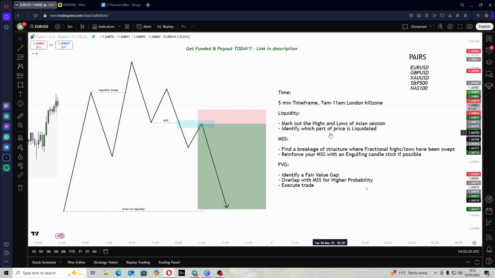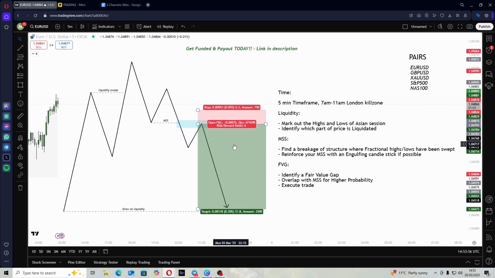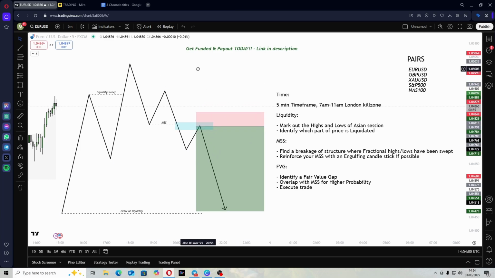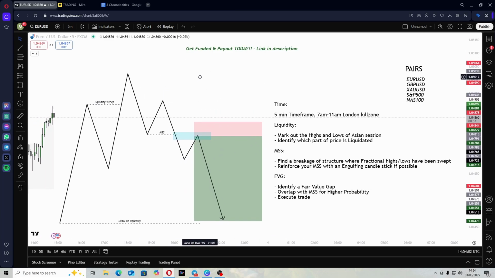Once the highs are liquidated, you need to find a break of structure where fractal highs and lows have been swept, and you reinforce the market structure shift with an engulfing candlestick, right? So it's right here, there will be an engulfing candlestick, something like this. This is the confirmation that we need to enter. After that, all you need to do is enter off a fair value gap, and you overlap the fair value gap with the market structure shift for a higher probability, and then you execute the trade. I'm going to be showing you this on a live chart. Make sure you listen all the way until the end.